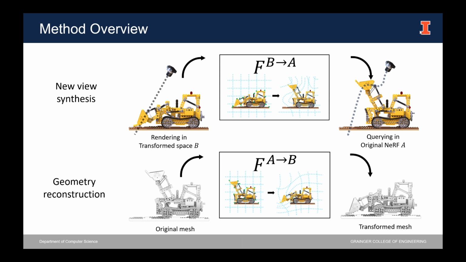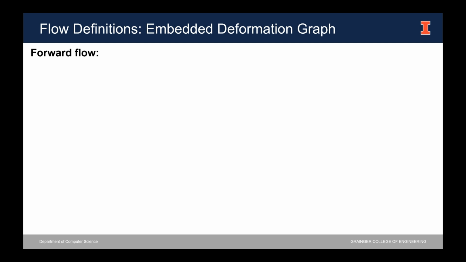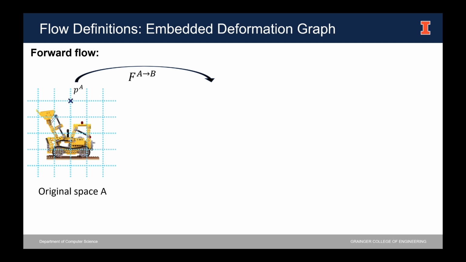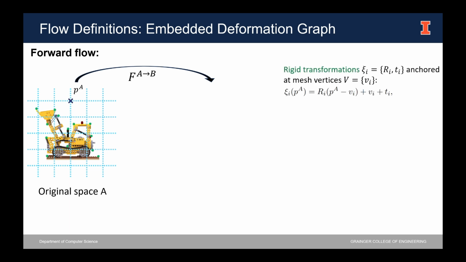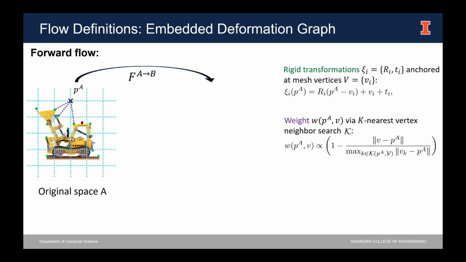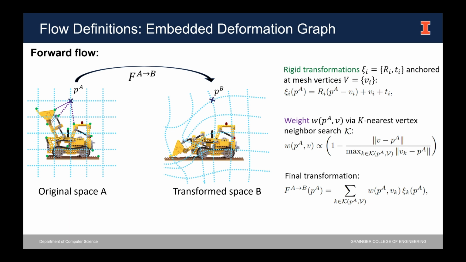Now let's move to details about how the two flows are defined. We model both flows as embedded deformation graphs. We first introduce the forward flow, which maps an arbitrary location P_A from the original space A to location P_B in the transformed space B. We first have rigid transformations, denoted as chi, anchored on mesh vertices. We show them as green dots here. Now we compute the weights of these rigid transformations. It's based on k-nearest neighbor search, and here k is 3. The nearer, the higher the weight is, and all anchor points farther than the third nearest point have zero weight. The final transformation is formulated as a weighted linear blending of rigid transformations.